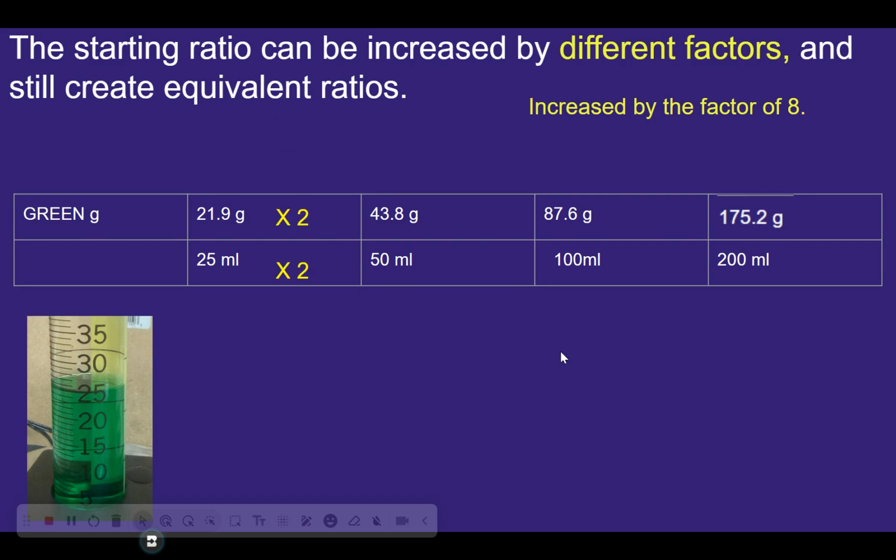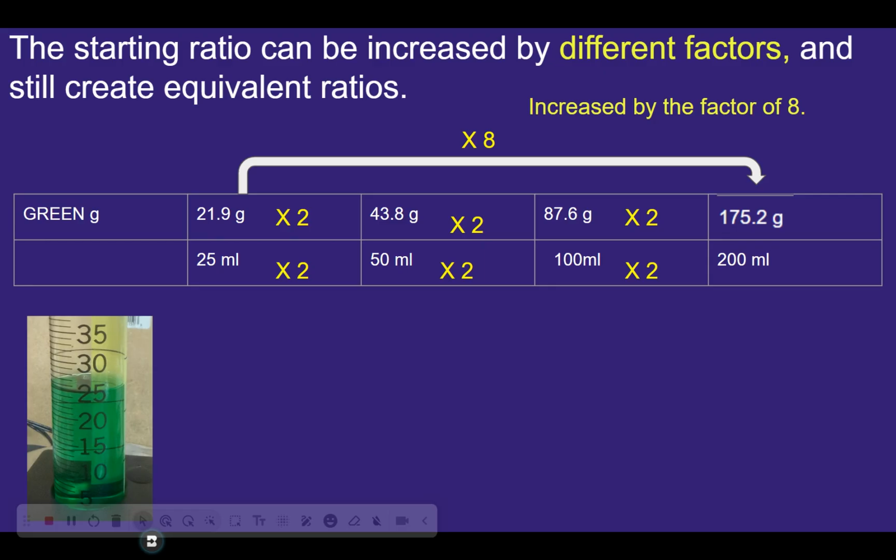It can also be different factors. It doesn't always have to be 2. Notice, if I didn't know these, but I knew this one, and I knew 200 milliliters, I could find this one. Why? Because it would increase by a factor of 8, right? I could take 21.9 grams over 25 milliliters, multiply both by 8, and get this. So when you see a data table with missing information, that's what you're going to do. Use the ratios, the idea that if one increases, the other increases, to find the missing numbers.